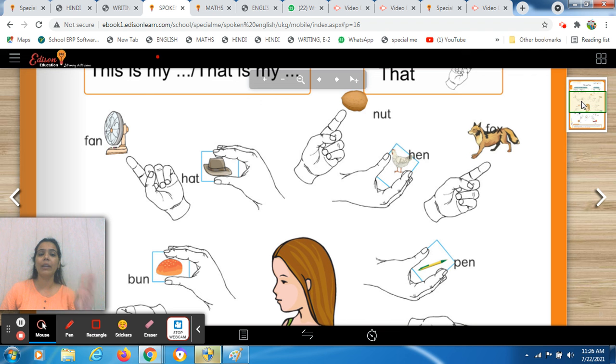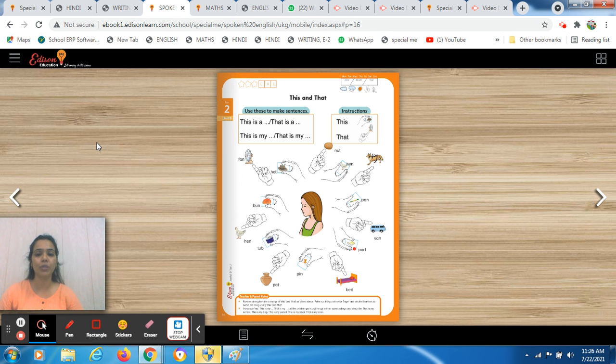Now you will come to understand where we have to use this and where we have to use that. That we will use for the far away object, and this we will use for nearby objects. Okay, so you all have to do revision of the concepts which I taught you today. We will start with the first worksheet, which is on page number 1515. In that I'll introduce you to the article 'that', and afterwards I'll introduce you to this and that. These are the two concepts which you have to cover, and how you have to cover them, I told you.